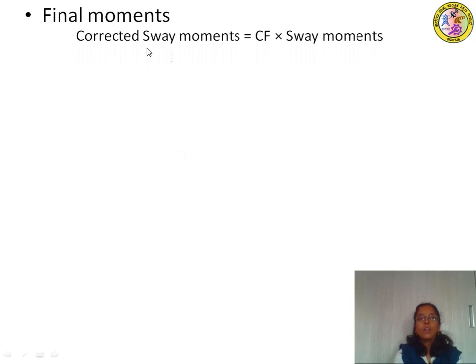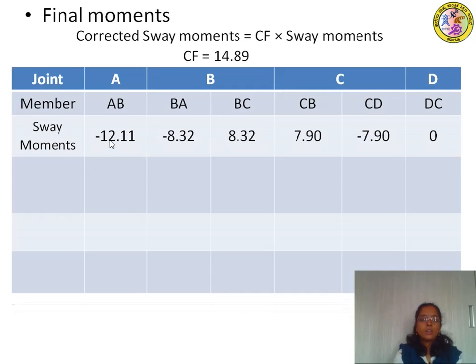To calculate the final moments, first we will calculate the corrected sway moments, which is calculated by multiplying the correction factor with the assumed sway moments. Whatever sway moments we have obtained in part B are assumed. So let us multiply with 14.89, the correction factor. These are the sway moments obtained for the assumed fixed end moments under sway.